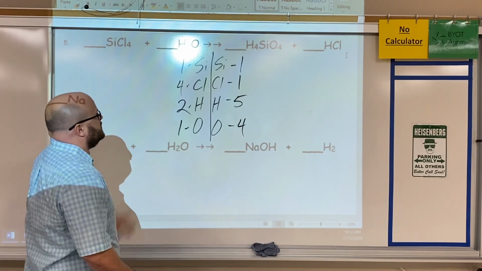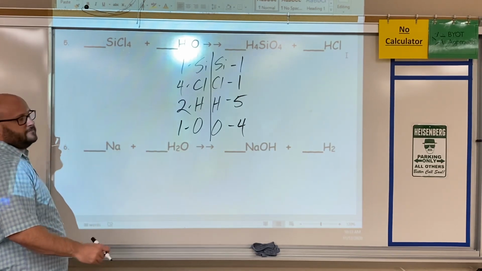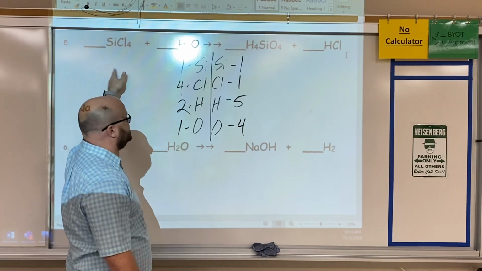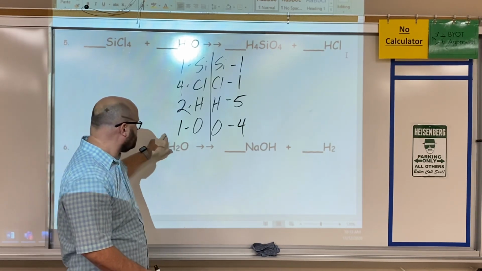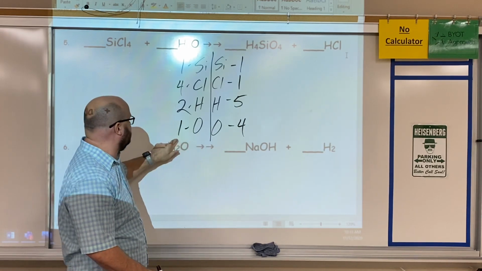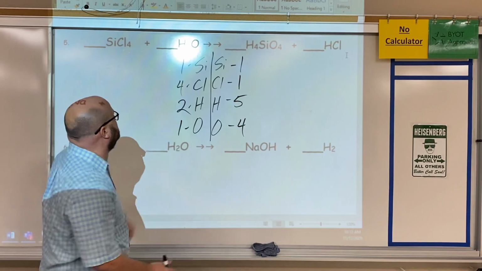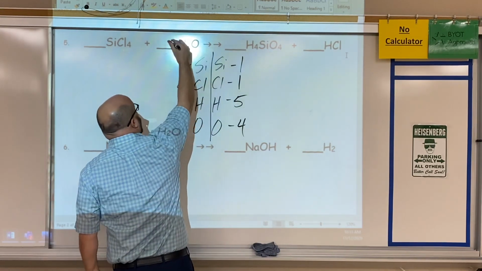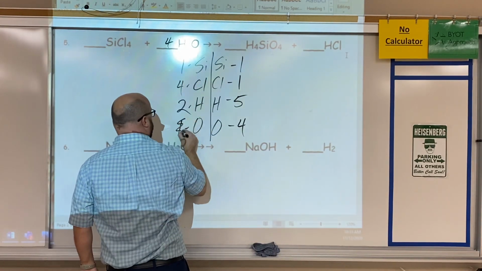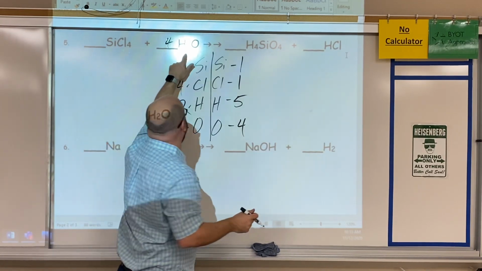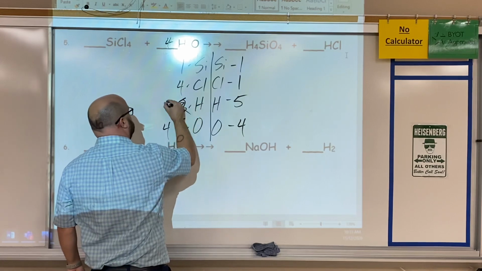So let's start with silicon and oxygen. Silicon's already balanced. So let's go to oxygen. Oxygen, we need 4 on this side to match the product side. How do we do that? We got to make this 4. That changes our hydrogen count though. 4 times 2, 8.